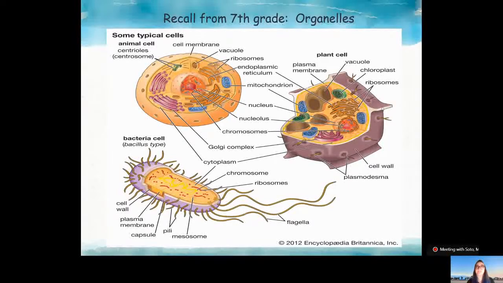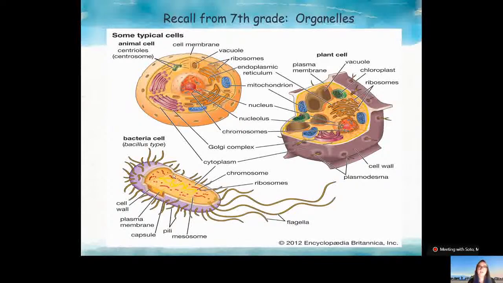So the two things that the plant cells have that the animal cells do not are the chloroplast and the cell wall. So that's why the plant cells usually look rectangular or some kind of rigid shape. That is due to the cell wall.